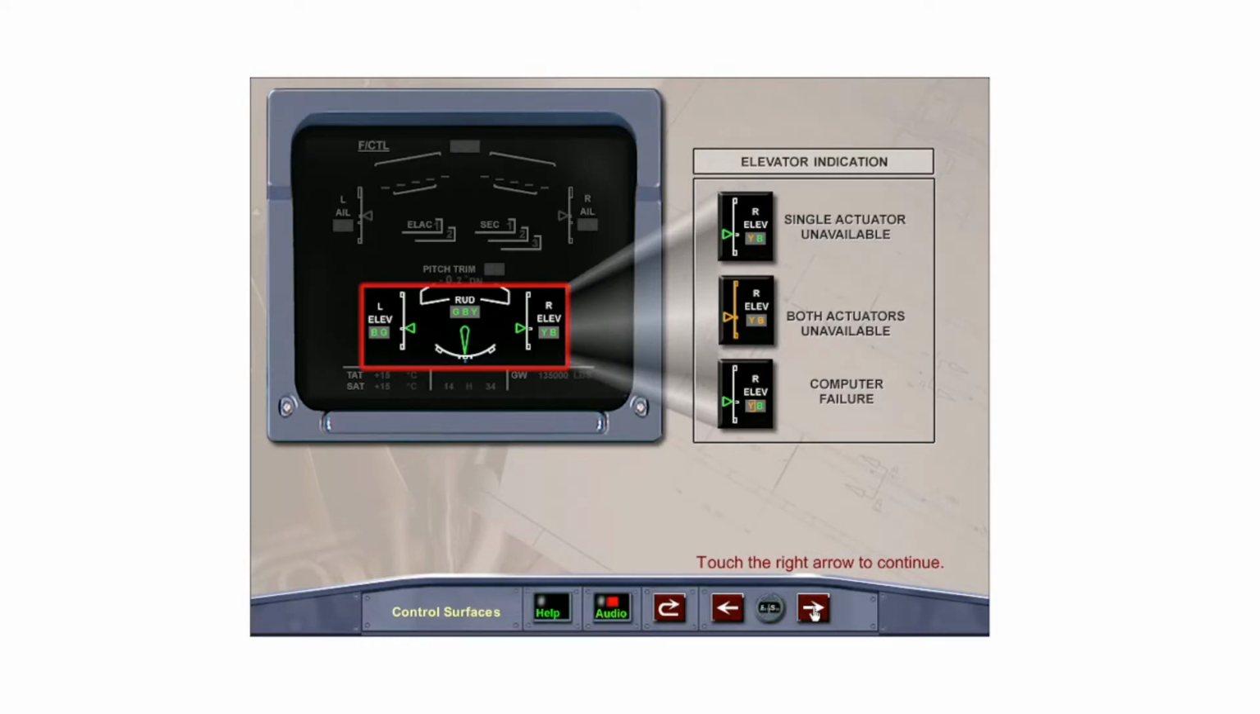The elevator position and hydraulic pressure indication is displayed on the ECAM flight control page. The hydraulic pressure indicator changes to amber when the associated actuator is not available due to hydraulic failure or jamming. The position indicator changes to amber when both actuators are unavailable. An amber partial box is displayed if the associated computer fails.